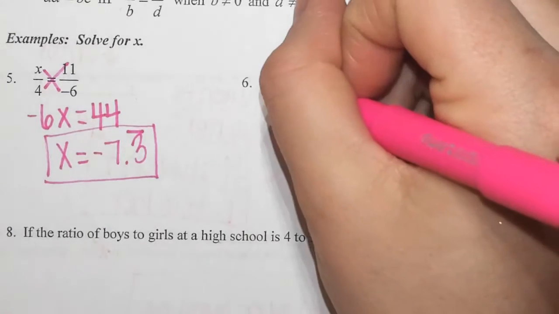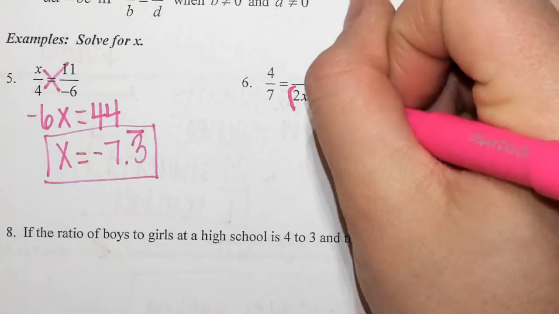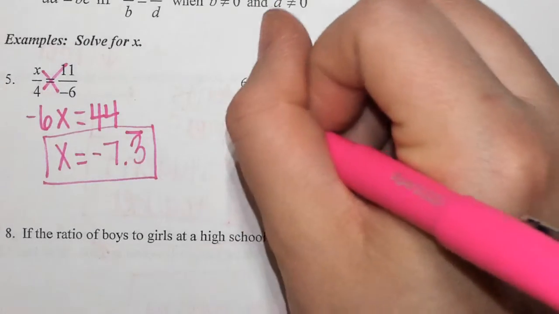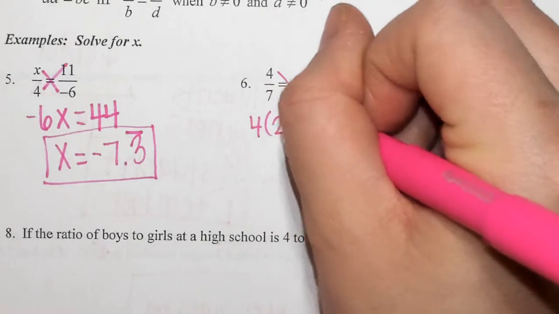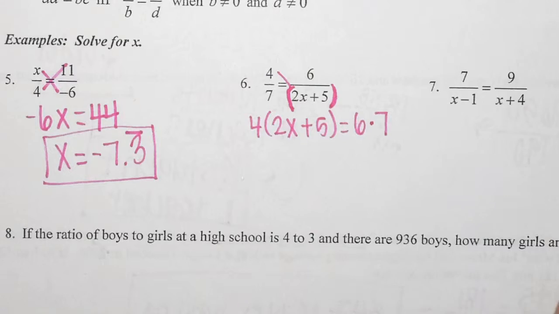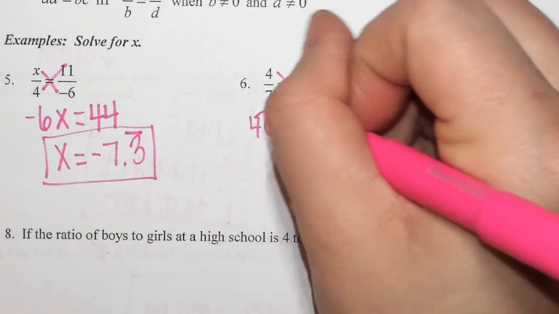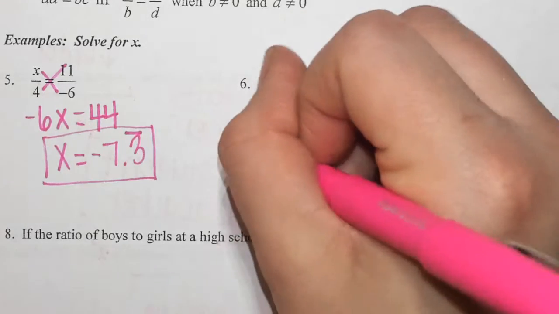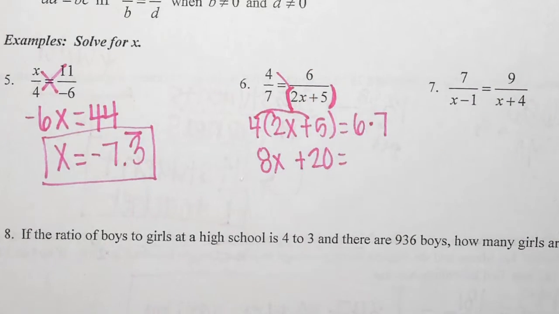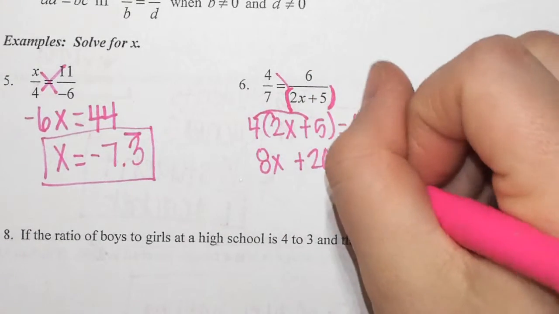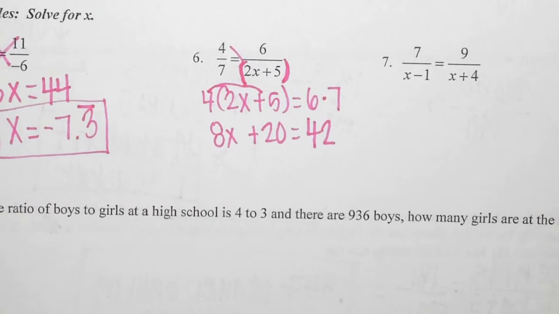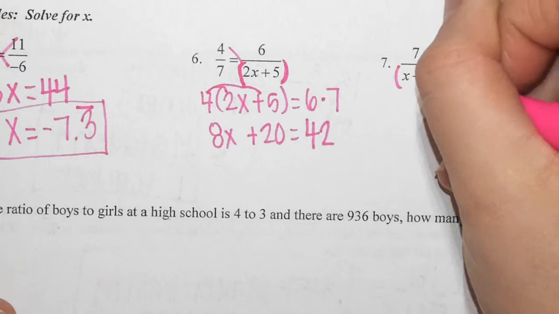Okay, but you see how these 3 right here have more than one term? When it comes to that, I want you to put your parentheses around it, because when you cross multiply, you then have to distribute that 4 to both of those. So now it becomes 4 to here and 4 to here. So it's 8x plus 20 equals 42. Minus 20, divided by 8. I want you to finish numbers 6 and 7, please.